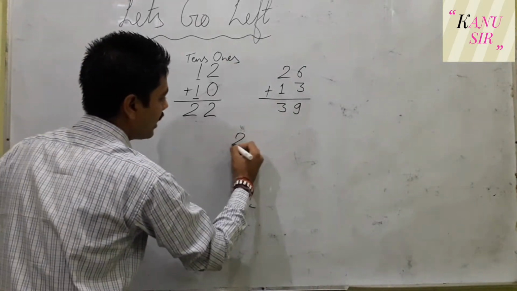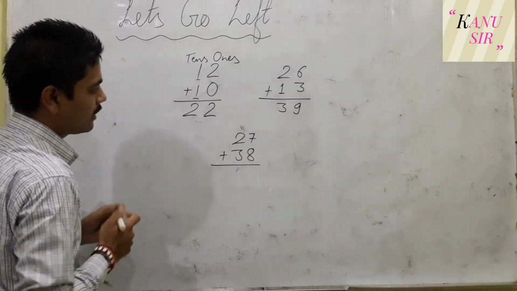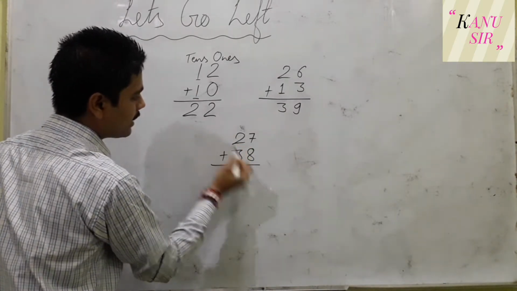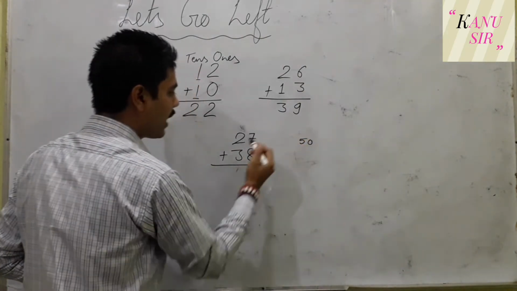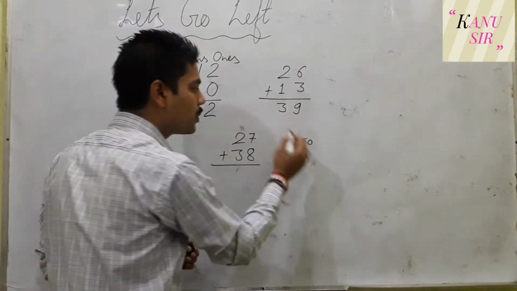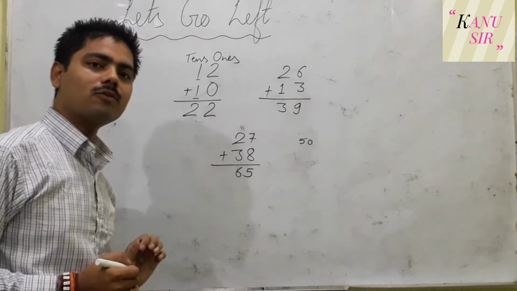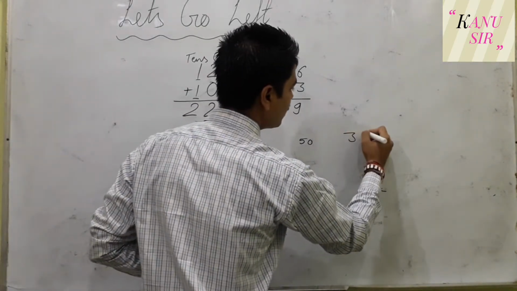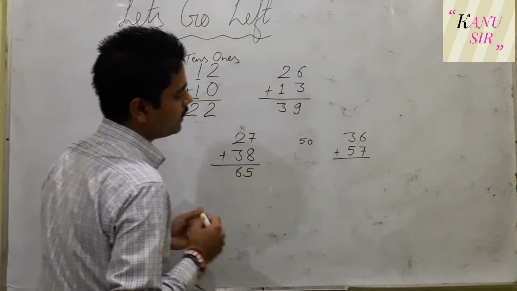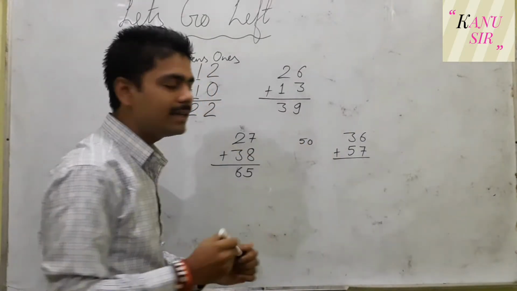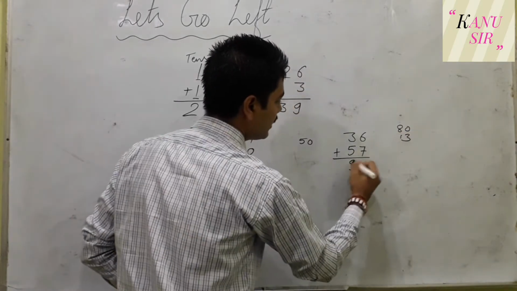Let us take another example, 27 plus 38. In the tens there is 20 and 30, so 20 plus 30 is 50. Keep 50 in your mind, and 7 plus 8 is 15. So 50 plus 15 you can directly write as 65. This is how we go from left to right. Another example, 36 plus 57. 30 plus 50 is 80 and 6 plus 7 is 13. So 80 plus 13 gives 93.